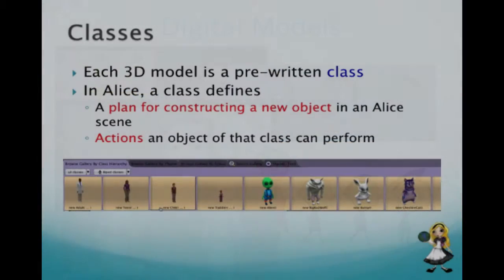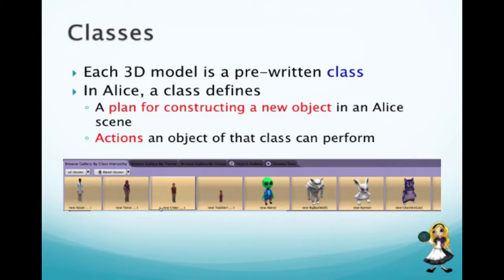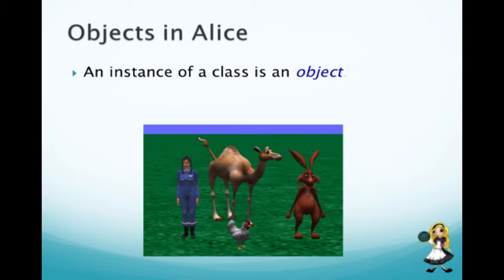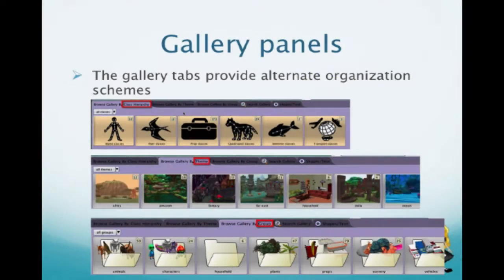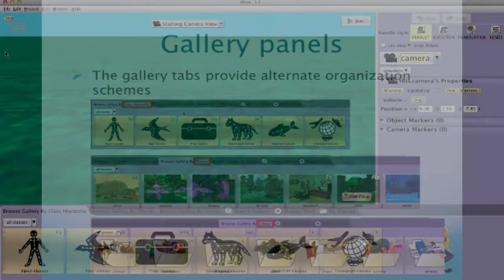Animation adds motion to a model. In Alice, a class puts together a digital representation of an entity, a plan for constructing it, and instructions for animating it, all in the same file. A more general definition is, a class defines a type of object or modeled entity and actions that can be performed by that object. The Alice Gallery contains classes for creating and animating objects in an Alice virtual world.